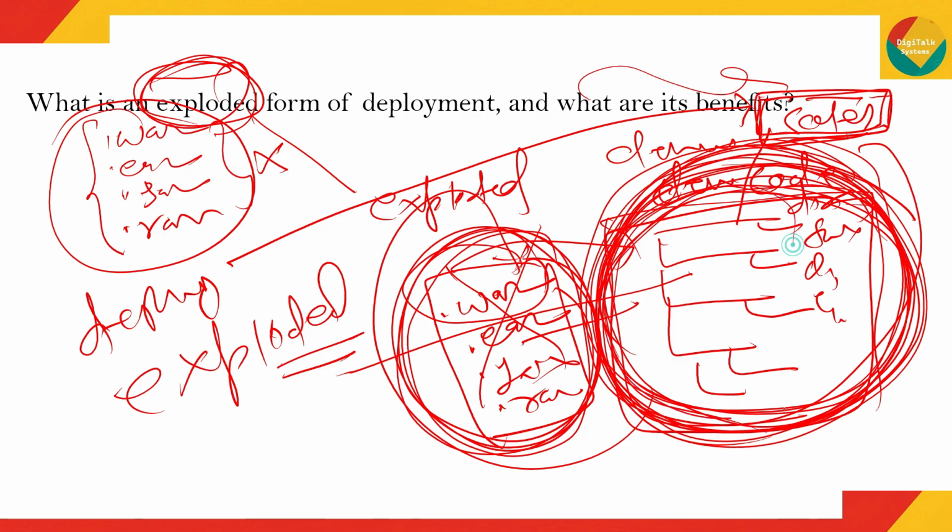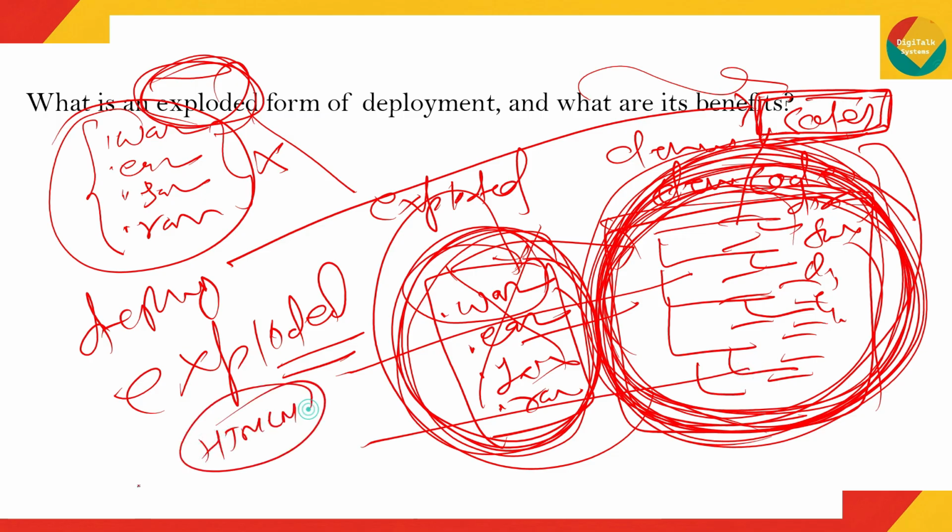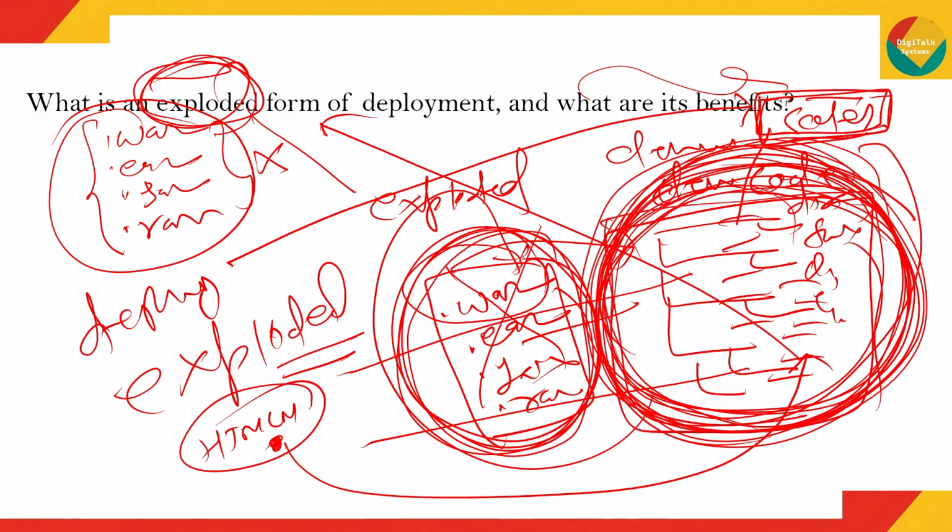Okay, for example, this is a directory structure where you have multiple files inside your code. If some file is changed, for example, an HTML file has been changed, you can take just that particular HTML file and copy it inside this directory, and it will get reflected in your application live without any redeployment. So this is one of the benefits of the exploded form of deployment.